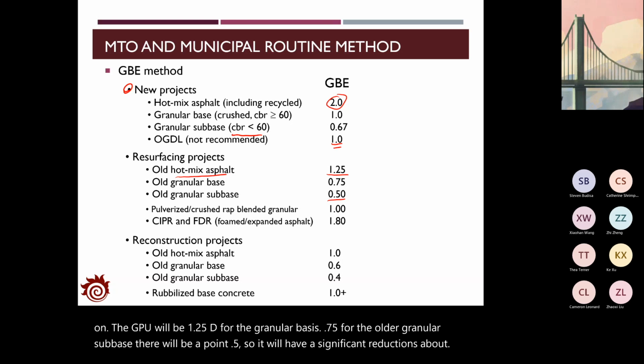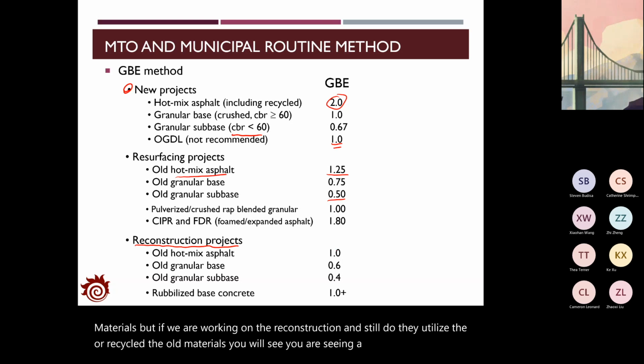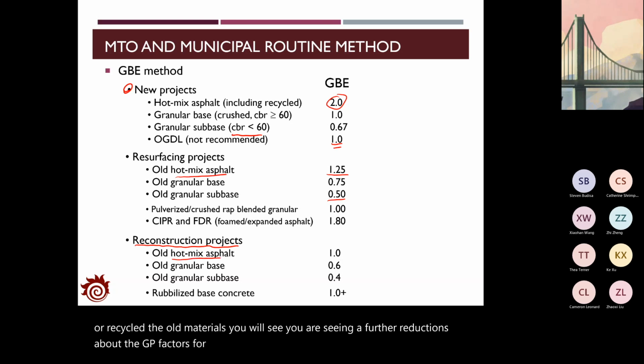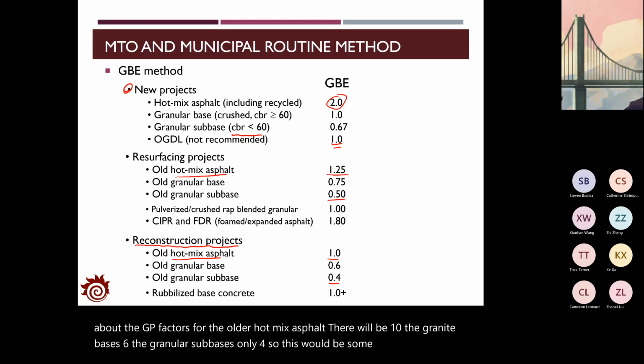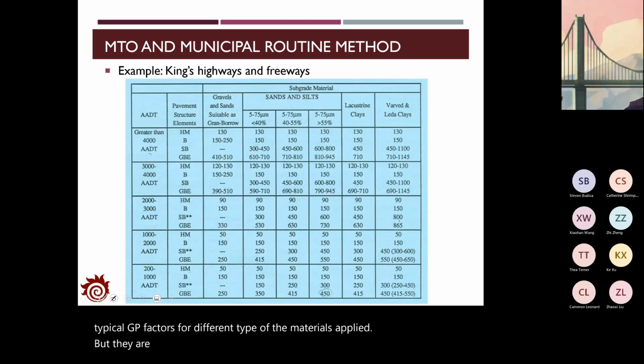But if we are working on reconstruction and still utilize or recycle the older materials, you will see further reductions in the GBE factors. For the older hot mix asphalt, that will be 1.0. The granular base is 0.6. The granular subbase is only 0.4. So these are some typical GBE factors for different types of materials applied for different pavement projects.